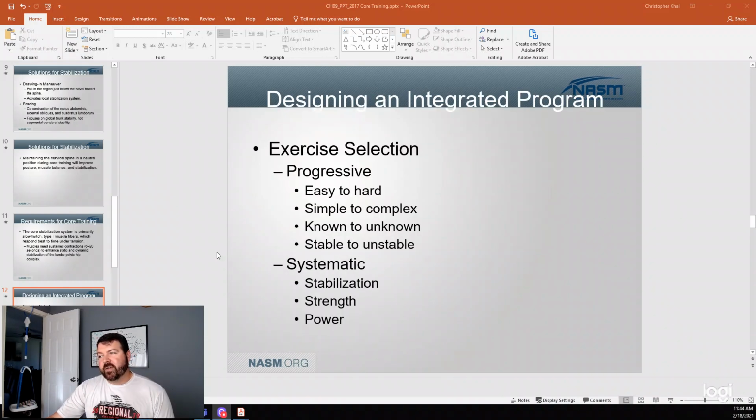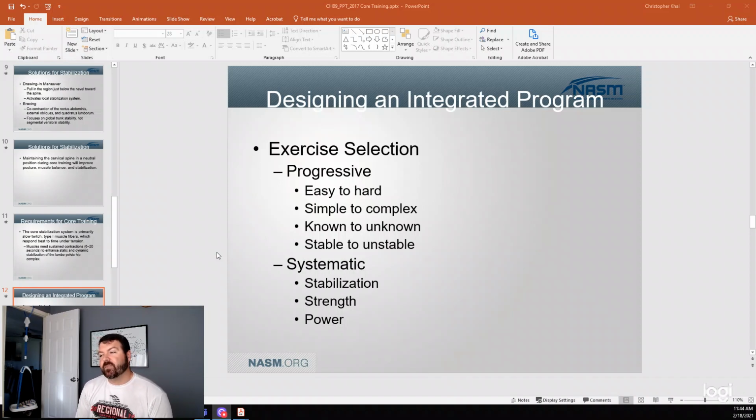Designing an integrated program. Okay, so your progression, easy to hard, simple to complex, known and unknown variables, stable to unstable, is going to help you really progress whatever it is. And what it is, everyone's going to be a little different. Start them off on something that's maybe a little bit easier and see how they are versus harder. Some things that are more complex, a lot of people maybe can't do because they don't have either the core or the balance to do it. What they can do, what they can't do is another big thing. It's more the known unknown. And then stable versus unstable.